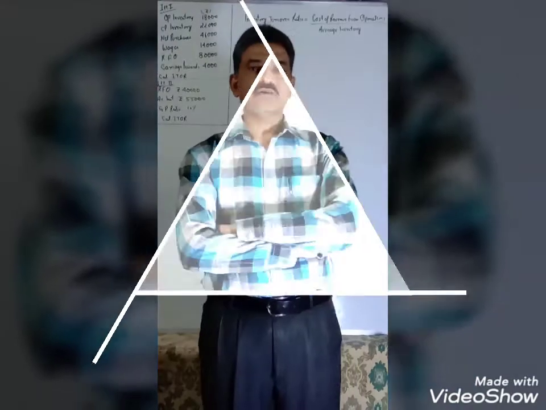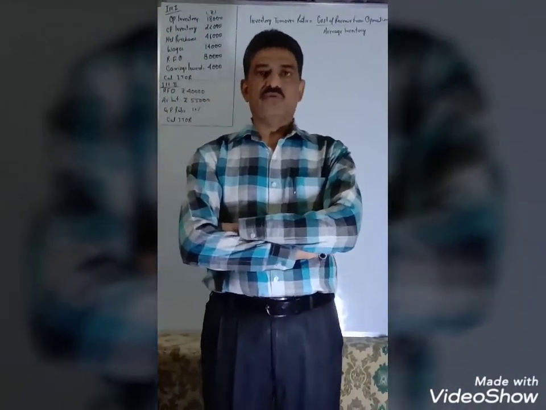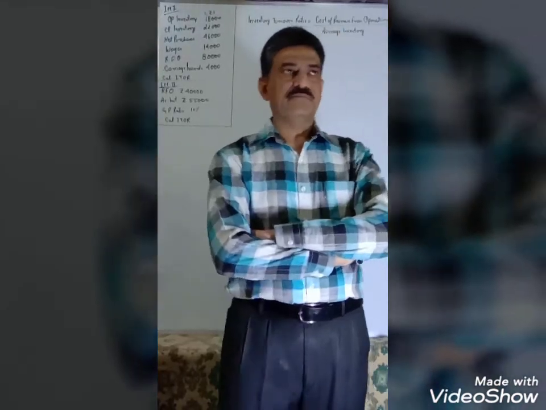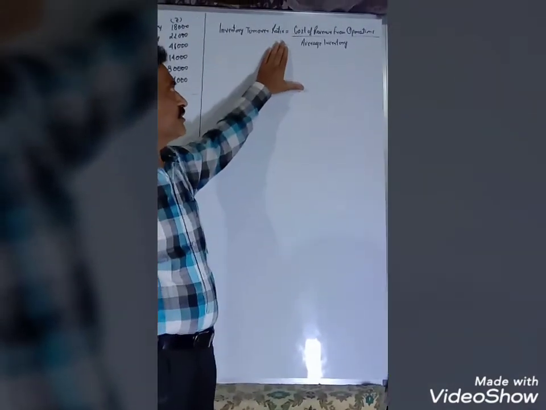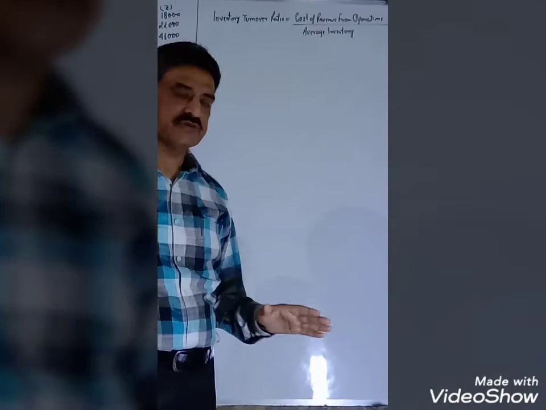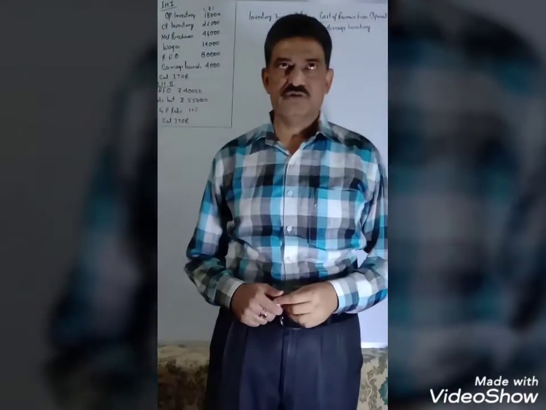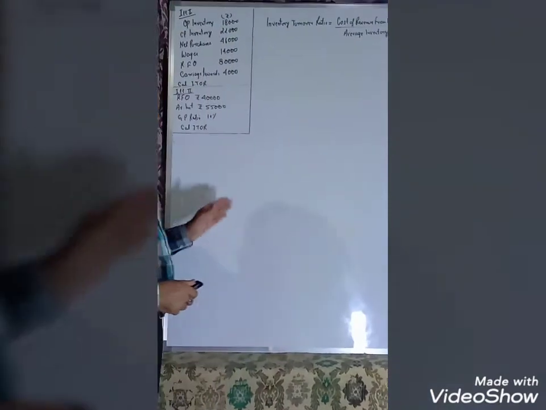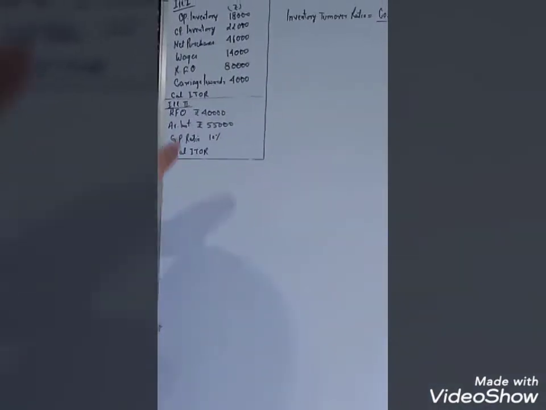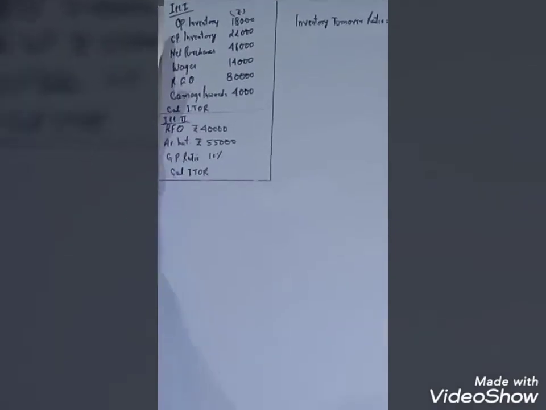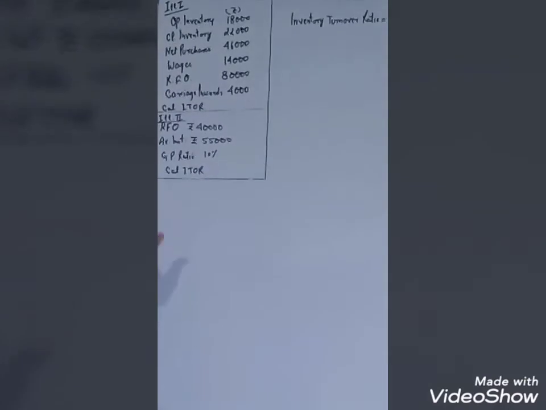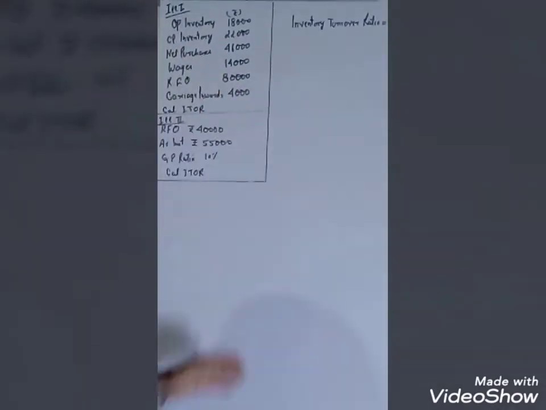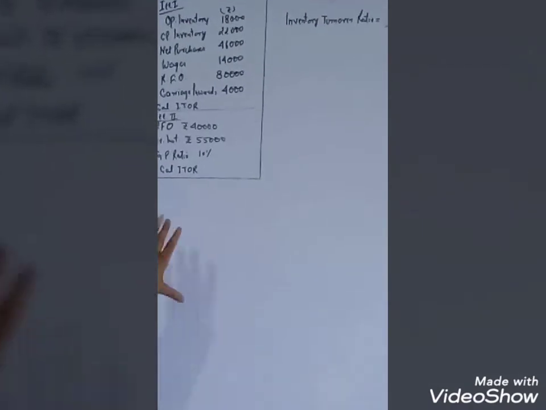Dear students, under the turnover ratios, we are going to calculate inventory turnover ratio first of all. For the calculation of inventory turnover ratio, the formula is cost of revenue from operations divided by average inventory. So this is the formula. Now, I have taken a question from the NCERT book. The first example gives us the information: opening inventory, closing inventory, net purchases, wages, revenue from operations, and carriage inwards. On the basis of this given information, we have to calculate inventory turnover ratio.